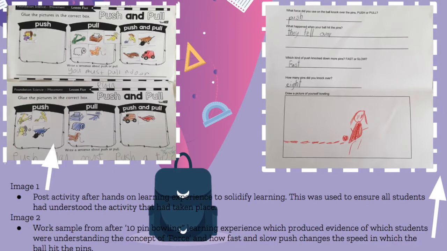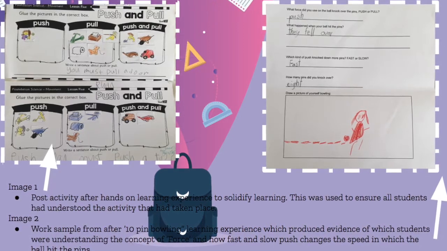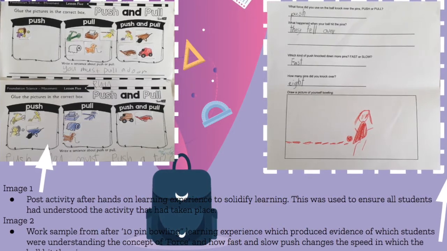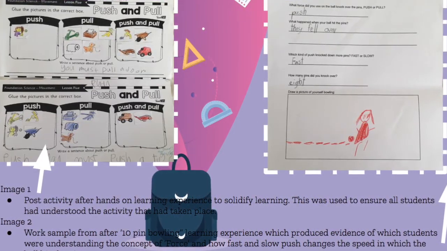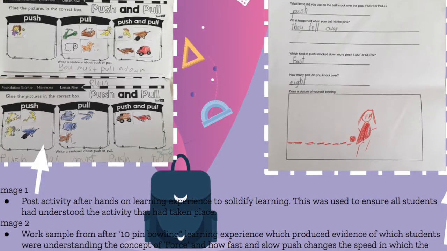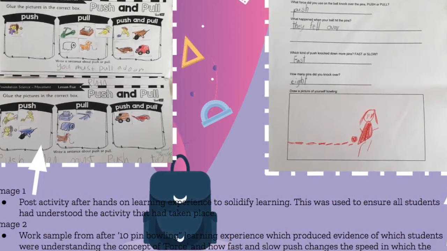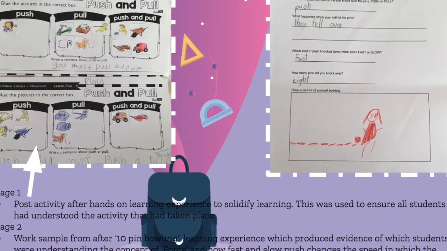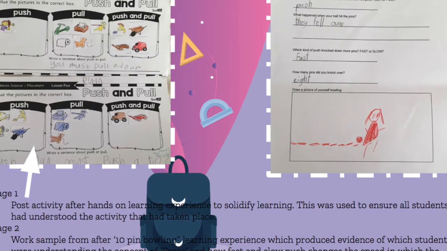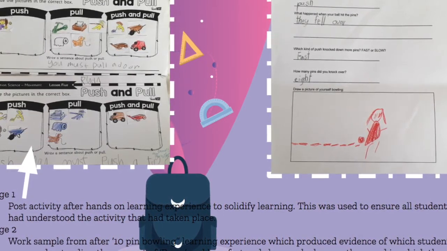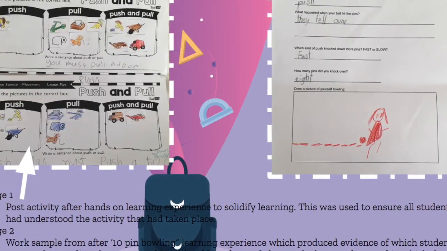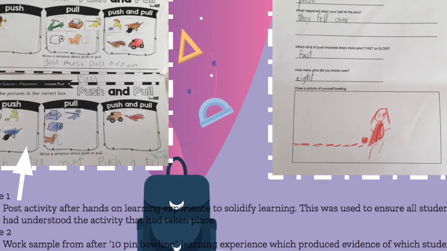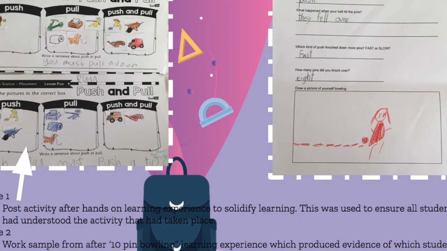Written activities were used to ensure all students had understood the activity that had taken place. The first image shows that students had an understanding of the differences between push and pull. They were to separate each of the pictures into the correct boxes to show that they had understood that certain things were pushed and certain things got pulled. Image 2 is a work sample from after the 10-pin bowling learning experience, which produced evidence of which students were understanding the concept of force and how fast and slow pushes changed the speed in which the ball hit the pins and the pins hit the floor.